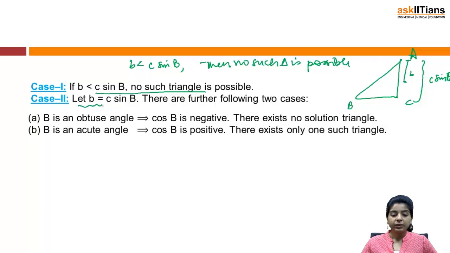And in case b is equal to c sin B, then further we will have 2 cases. If B is an obtuse angle, then cos B is negative, and in that case there does not exist any solution triangle. But if B is an acute angle, then cos B is positive, and there exists only one such triangle.